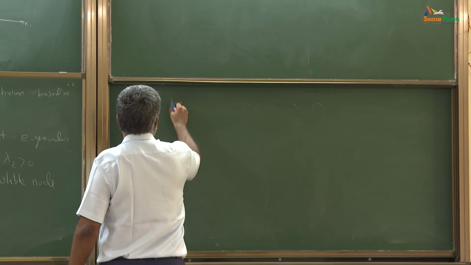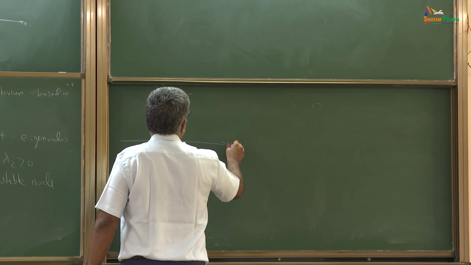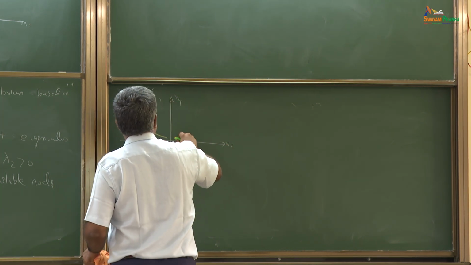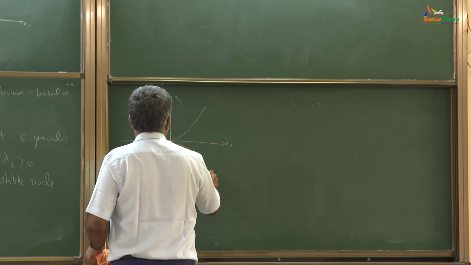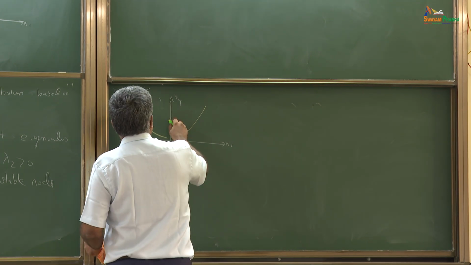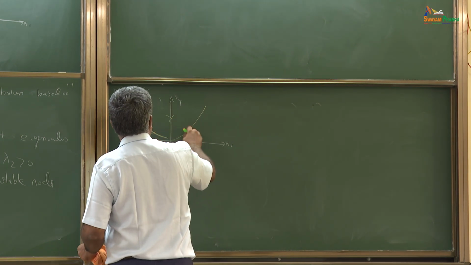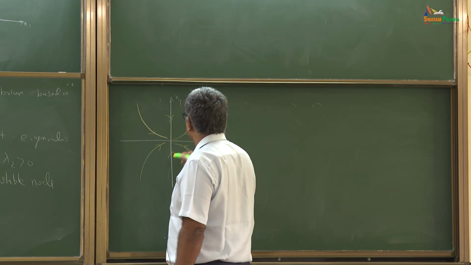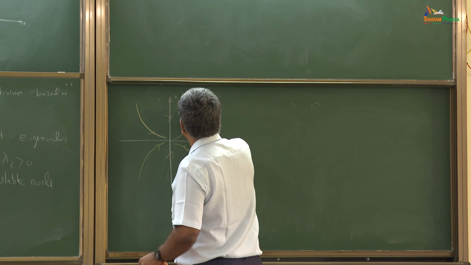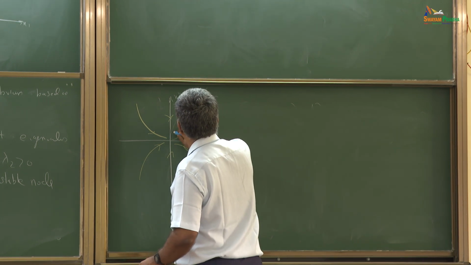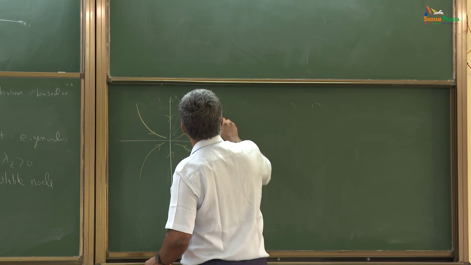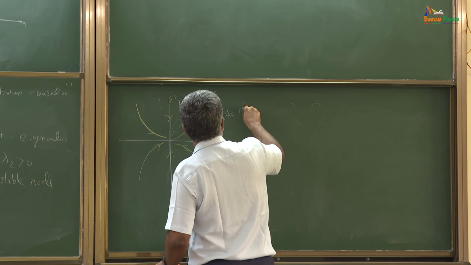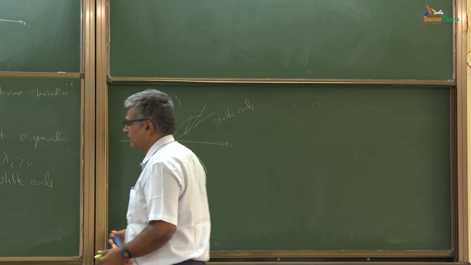So it's exactly the same thing. I will not draw too many of these, but now the arrows are all pointing towards the origin, right? So in this case, the origin is called a stable node.